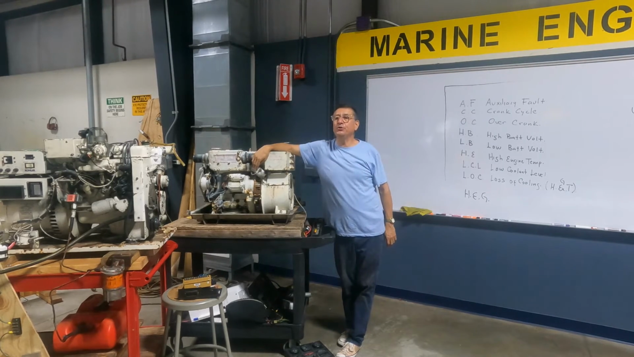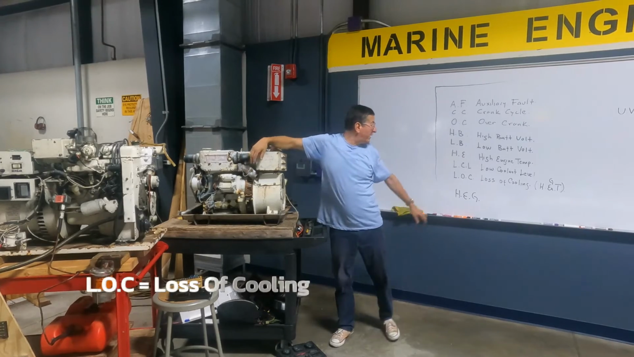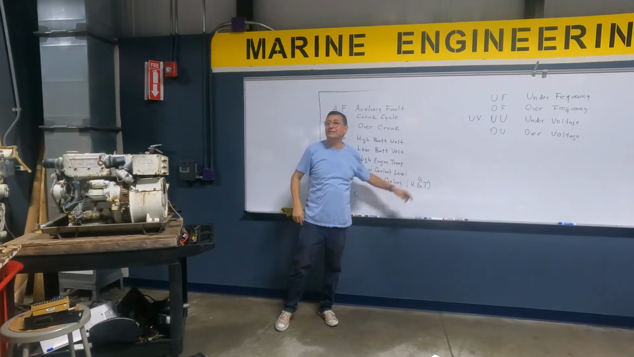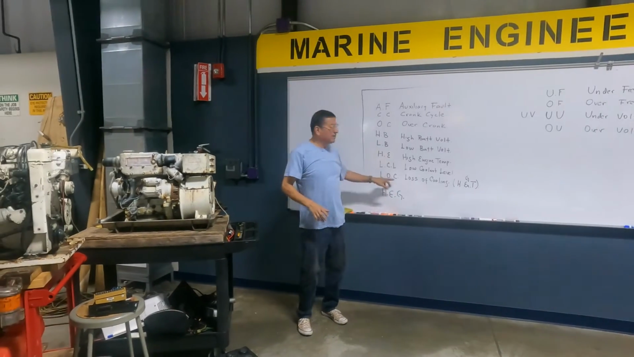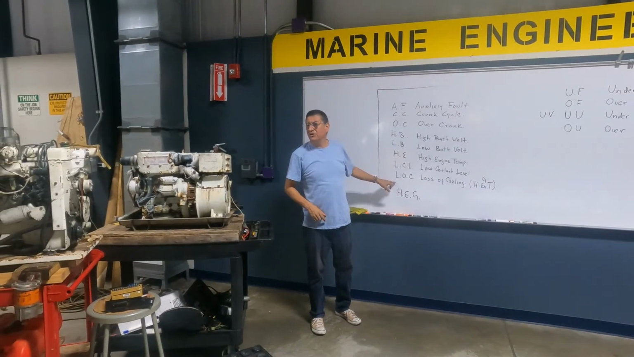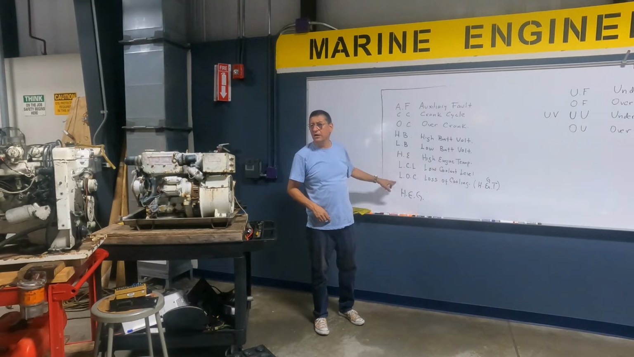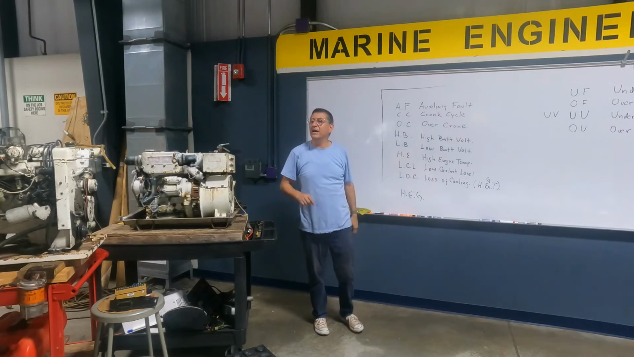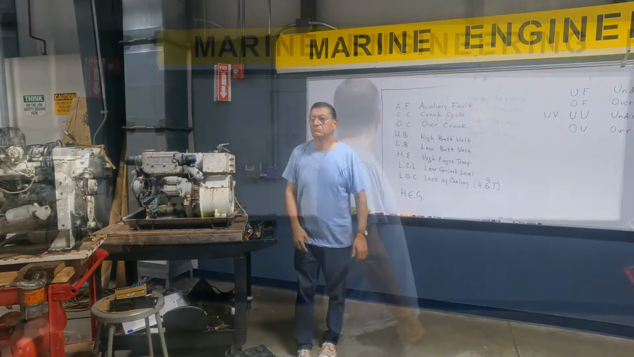And what does the code produce? LOC. In some manufacturers it is high exhaust gas temperature. Depending on the manufacturer, the symbol is different. This one uses LOC, loss of cooling, but the other manufacturer has high exhaust temperature.